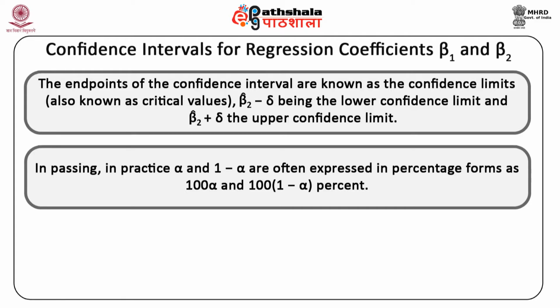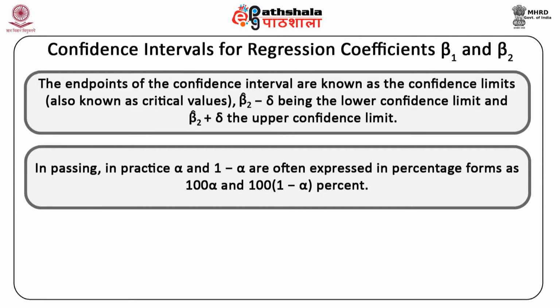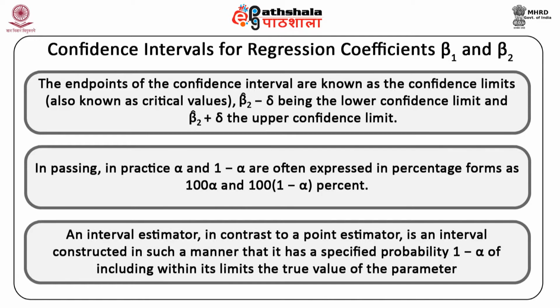In passing, note that in practice, alpha and 1 minus alpha are often expressed in percentage forms as 100 alpha and 100 times (1 minus alpha) percent. An interval estimator, in contrast to a point estimator, is an interval constructed in such a manner that it has a specified probability 1 minus alpha of including within its limits the true value of the parameter.